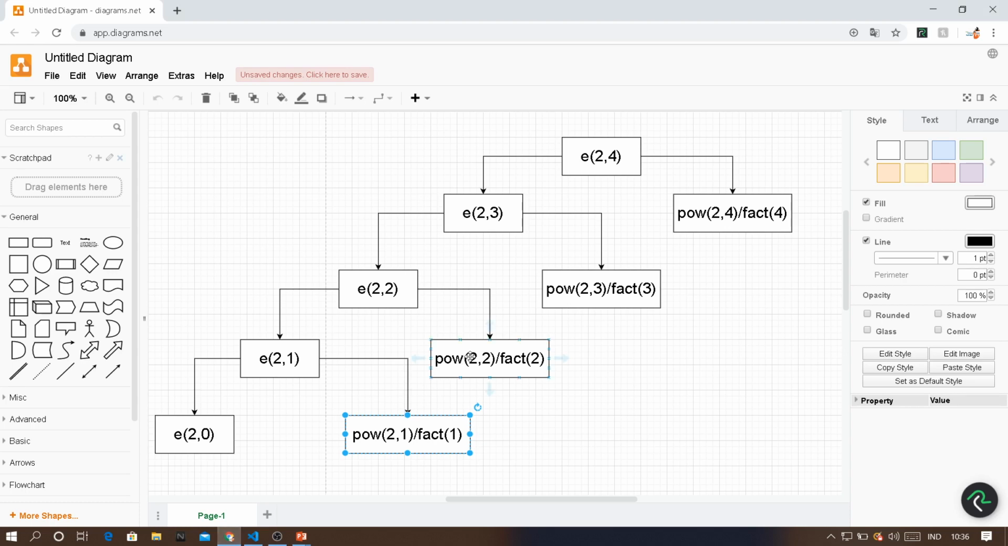power of 2 comma 2 divided by factorial of 2, here how many multiplications will there be? 2 multiplied by 2 and 2 multiplied by 1. 2 multiplications will be taking place. And here, totally 4 multiplications. Here 6 multiplications. So we should not find power and factorial from scratch every time.